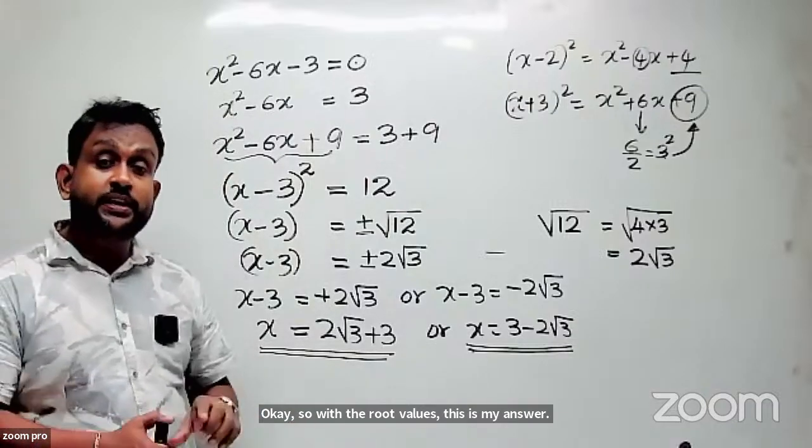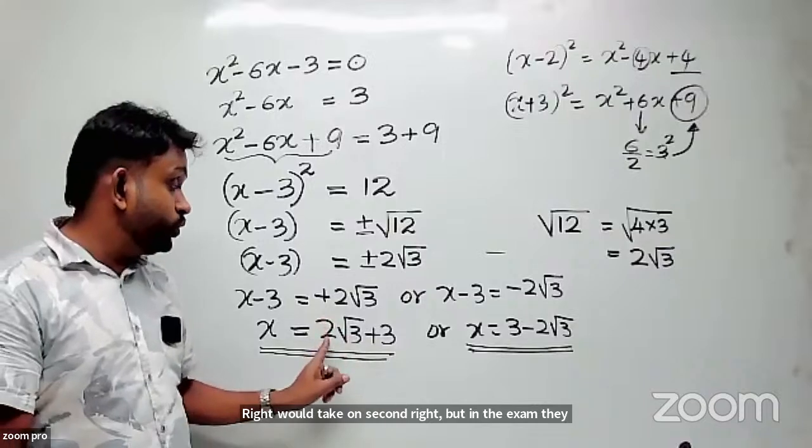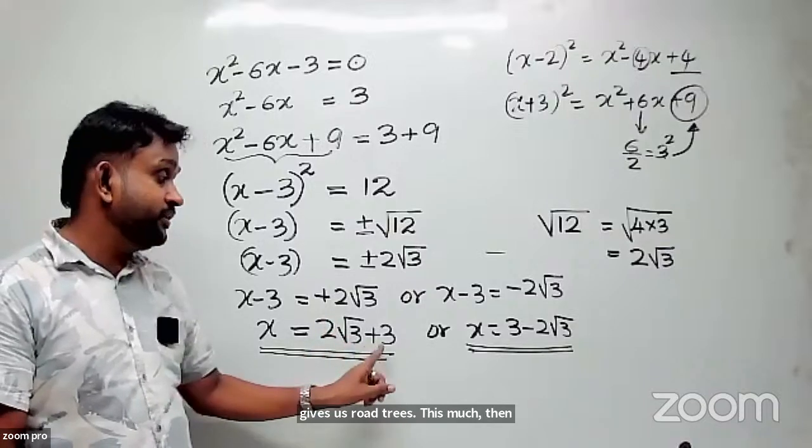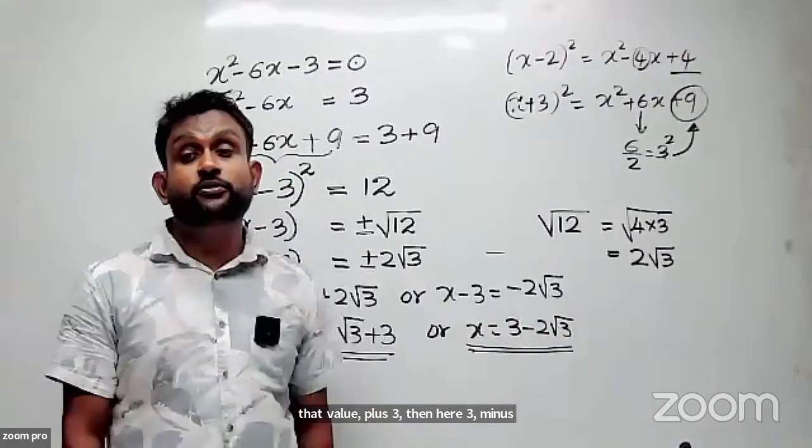But in the exam, they give us that √3 is this much. Then substitute 2 times that value plus 3. Then here, 3 minus 2 times that √3 value.